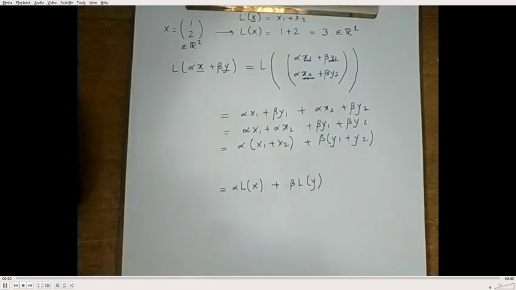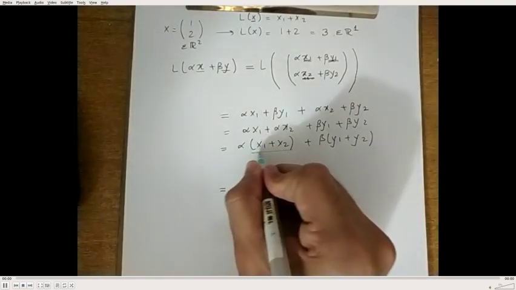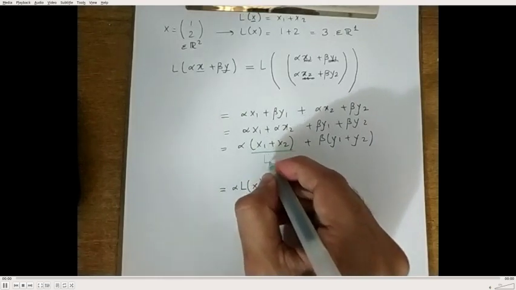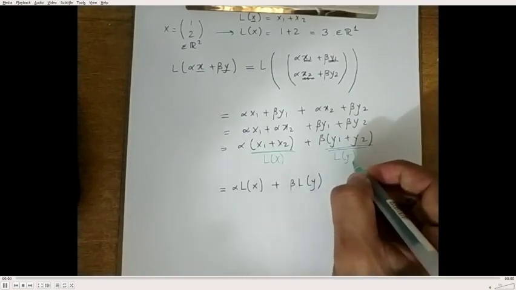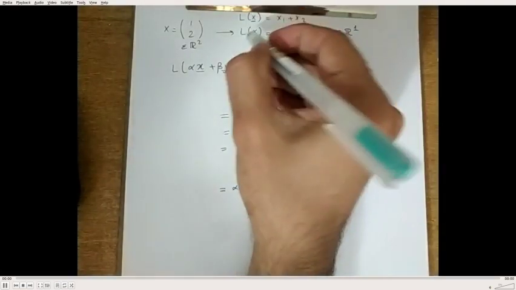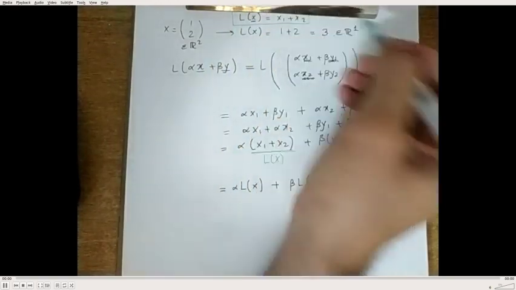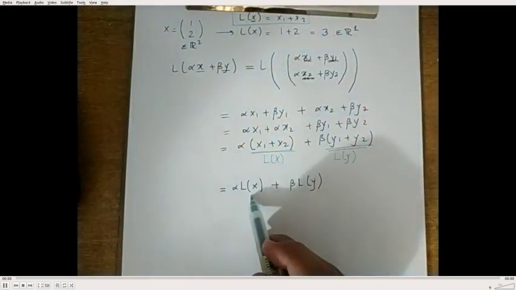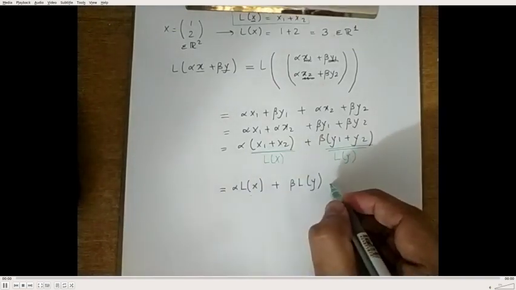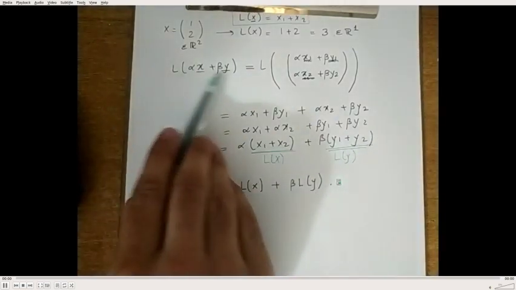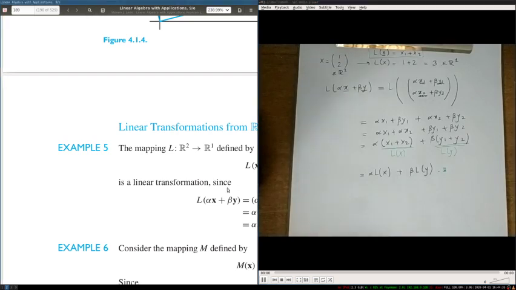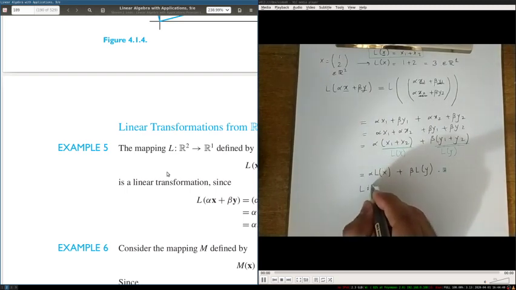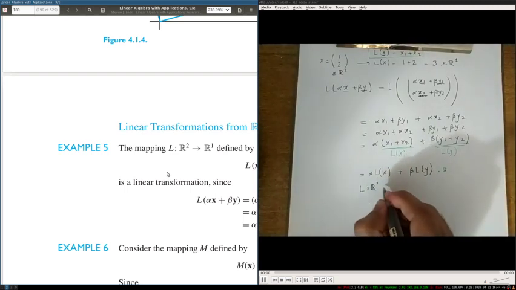And notice that x1 plus x2 is nothing but the linear transformation of x, and y1 plus y2 is nothing but the linear transformation of y, using the original transformation. And so I can replace this with L of x, this with L of y, and I have shown that a linear combination stays a linear combination. But this time the transformation was going from the vector space R2 to R1.